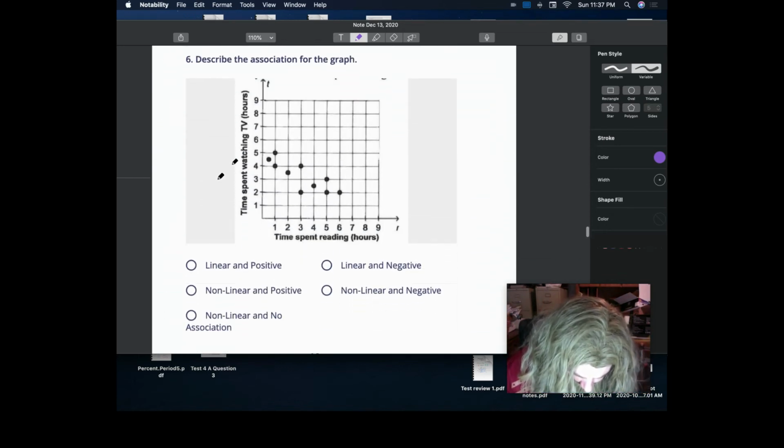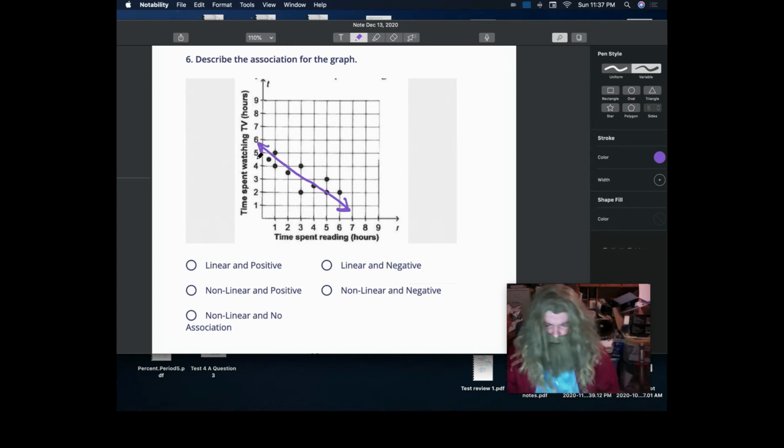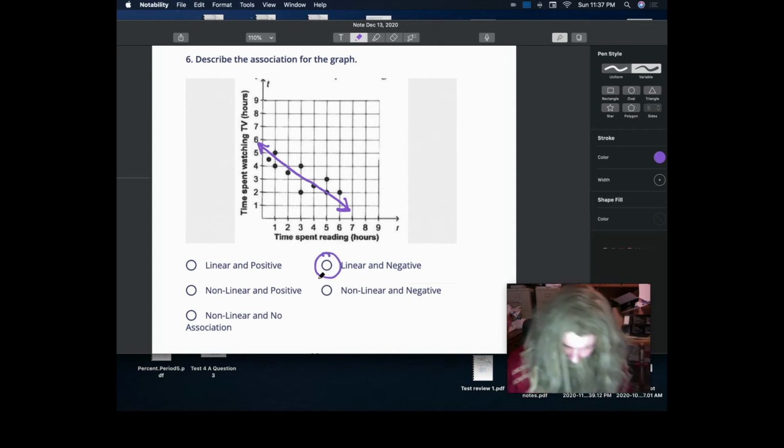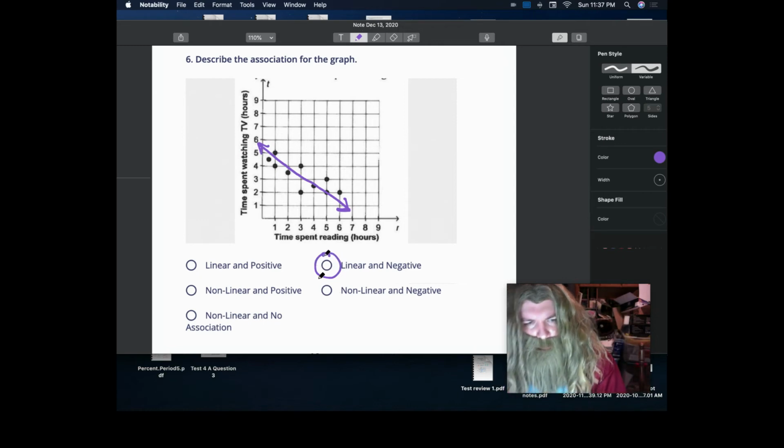Let's move on. Describe the association here. Well, notice that these points gradually go down. And if they go down, we're going to say that they are linear, and hence they are going to be linear and negative. In this test, very important to realize, there will be no question that if there is a relationship, it will be linear. We will not have things like exponential, because we have not discussed that. Let's move on.